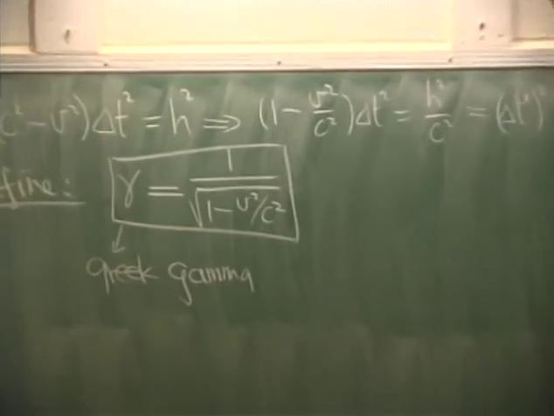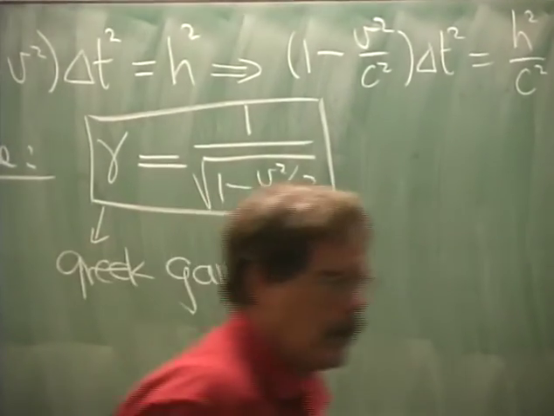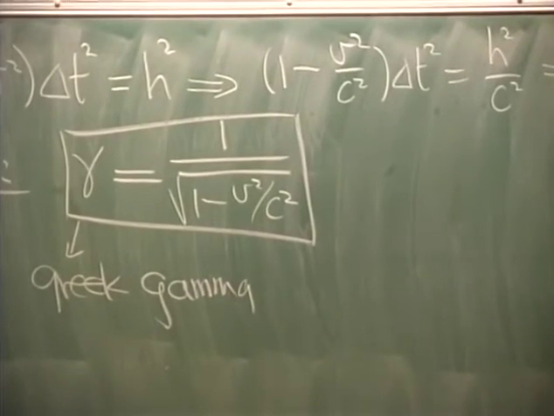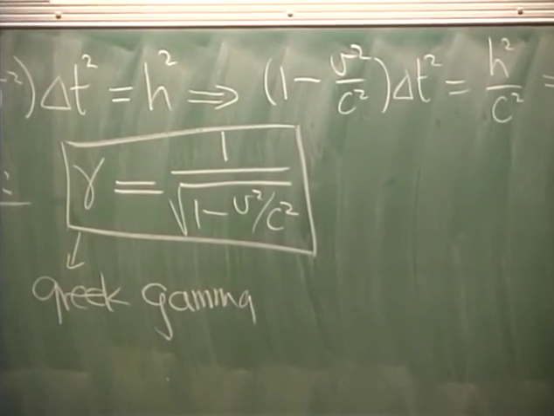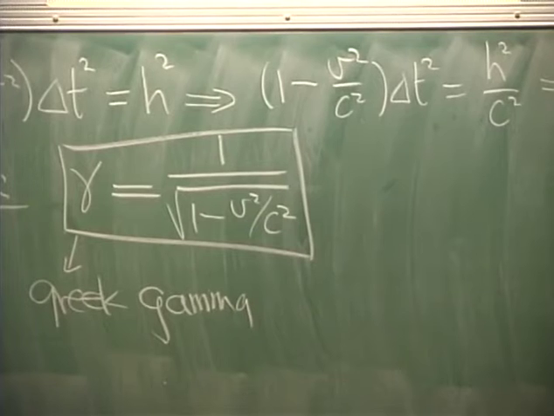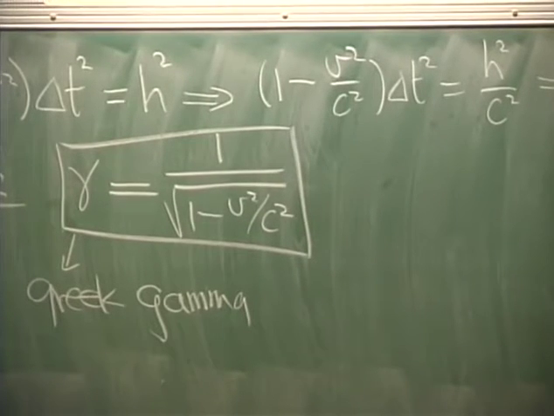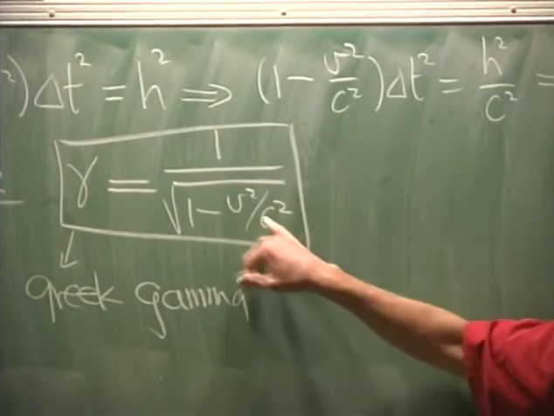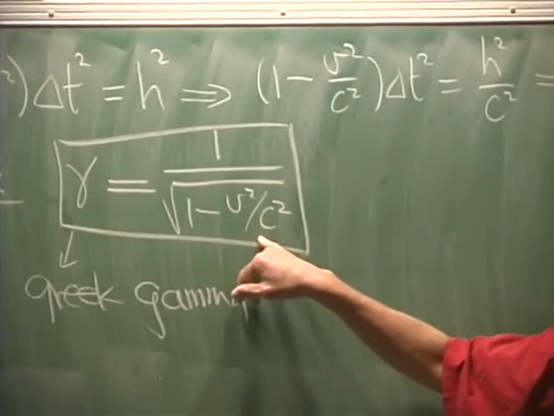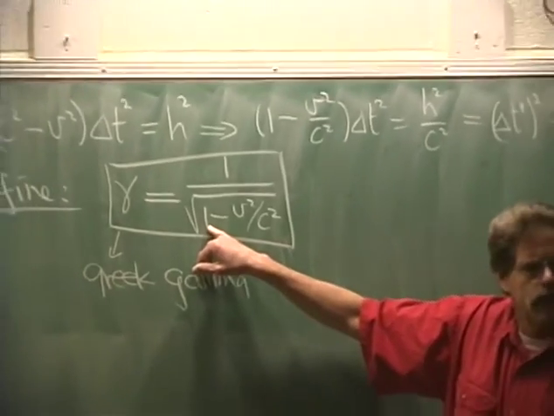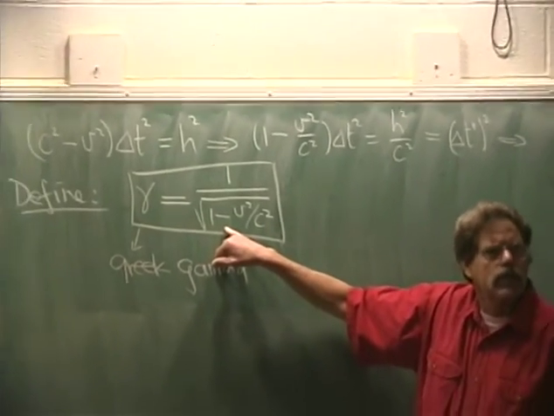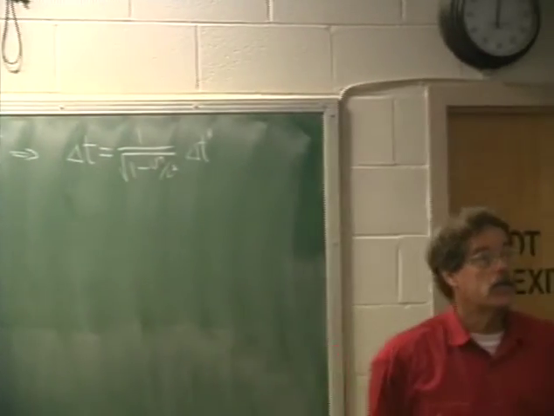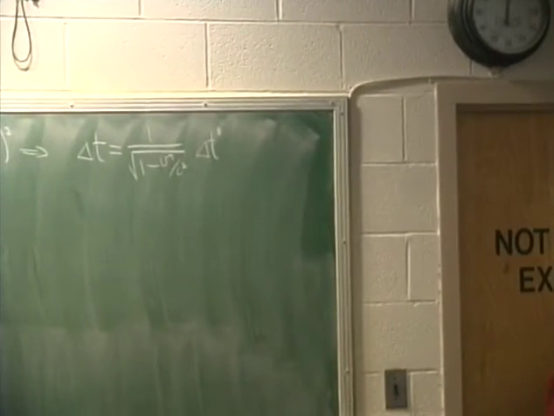Notice, by the way, well, let me ask you, is gamma a number larger or smaller than 1? It's larger, isn't that right? Because in the denominator, say I was going half the speed of light or something, this would be 1/4 then. I've subtracted something from 1, so the number in the denominator is less than 1, and therefore the number gamma itself is greater than 1. Yeah?